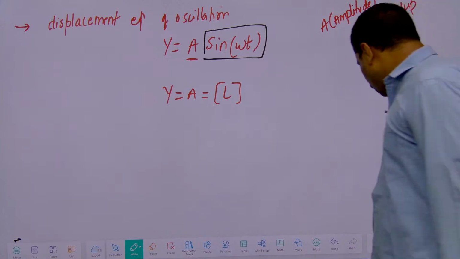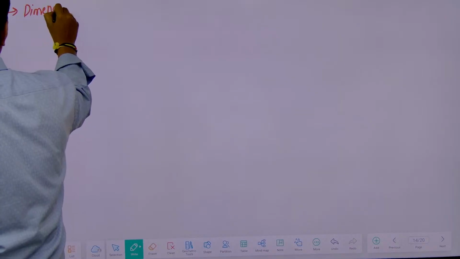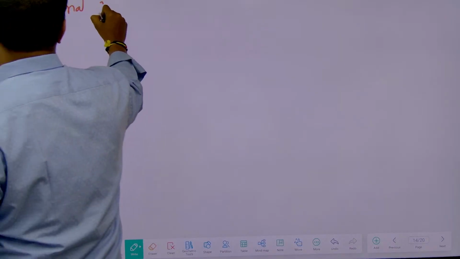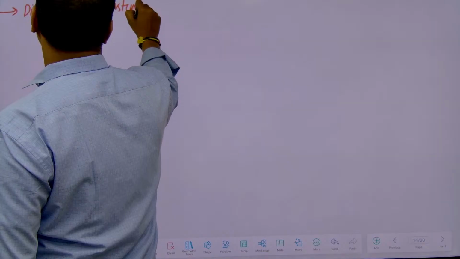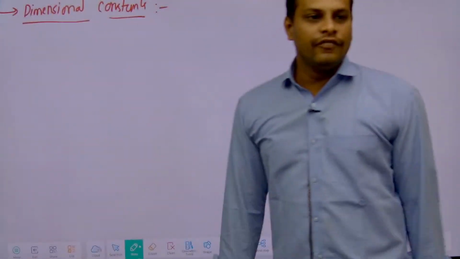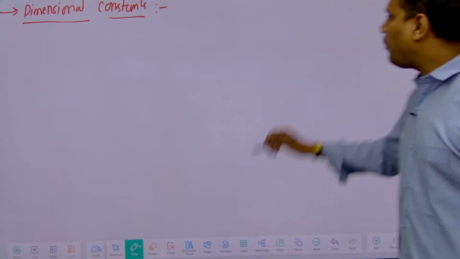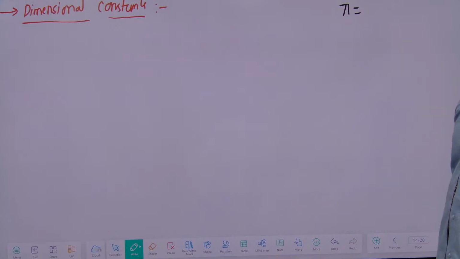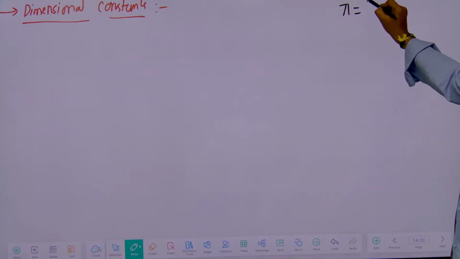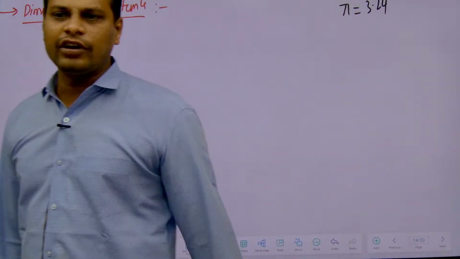Then write down one more subheading, dimensional constants. Some constants have a dimensional formula, whereas some constants don't. Do you remember the value of pi? Pi value is 3.14. It is a constant value actually.